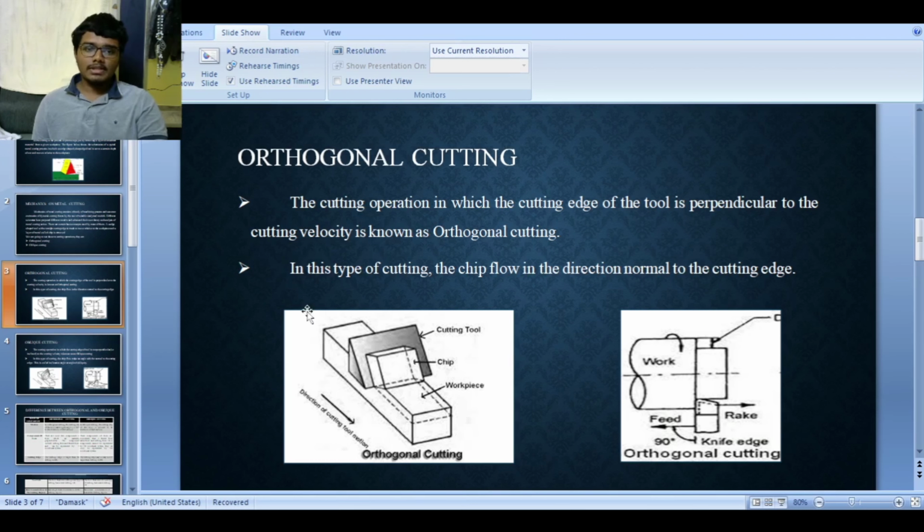If you see this diagram, this is the tool, this is the unwanted chip that is being removed, this is the workpiece, and this is the direction of cutting tool motion. And in this diagram, this is the tool and this is the workpiece. If you see, the angle between the workpiece and the tool is 90 degrees, so it is called orthogonal cutting, and this is the depth of cut.